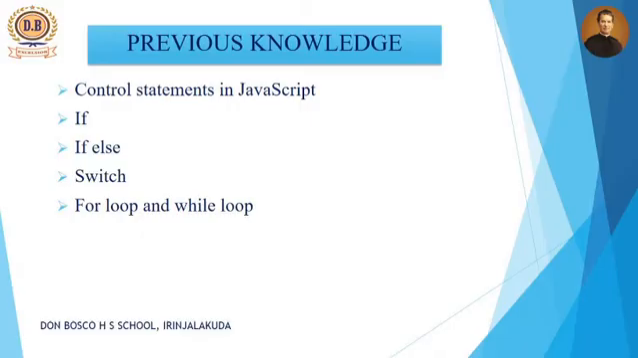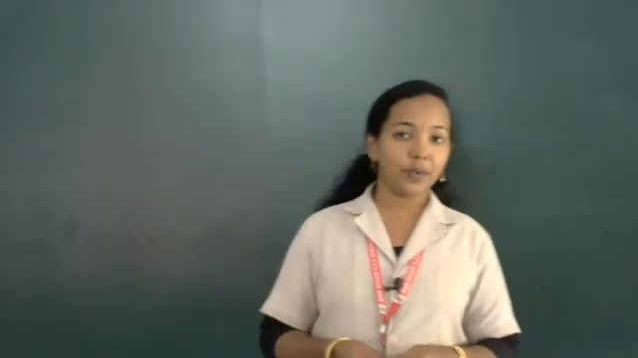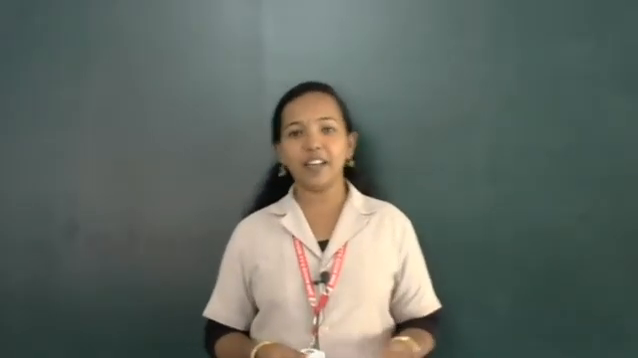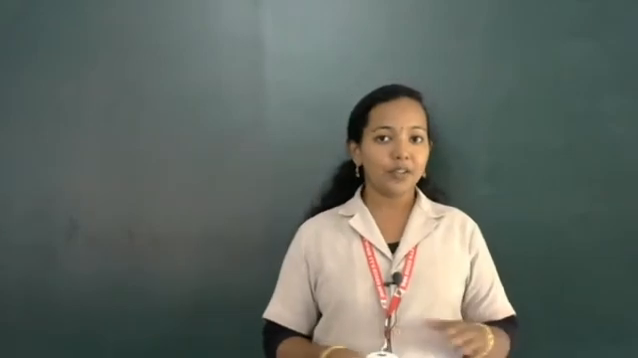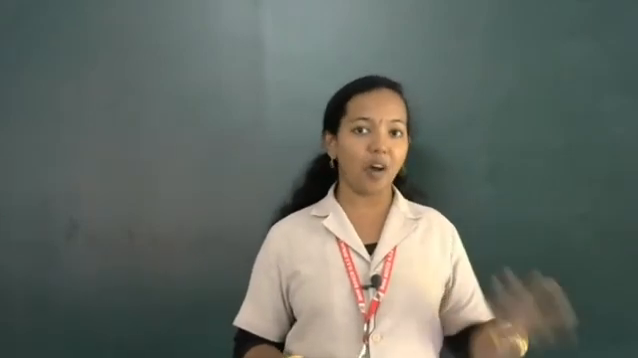In the previous video we already saw the control structures of JavaScript, the different control statements: if statement, if else statement, switch statement, then looping statements, for loop and also while loop. All of these we are already familiar with, because in plus 1 we completed control statements in C++. So up to that much is normal.